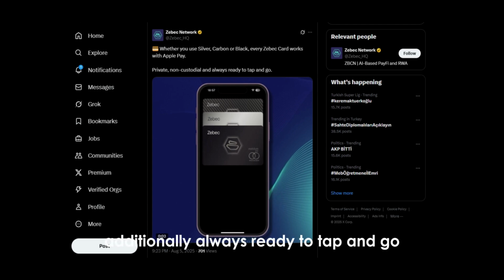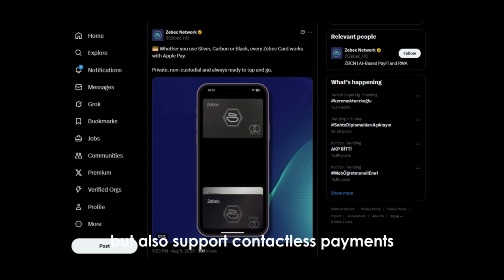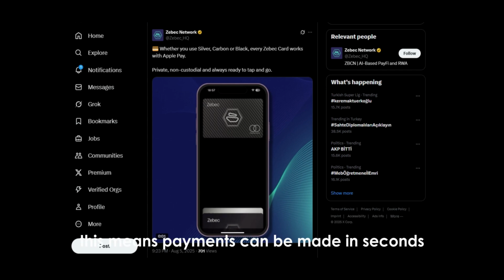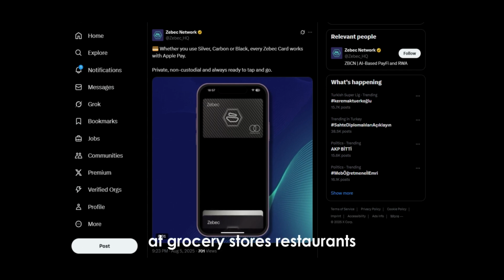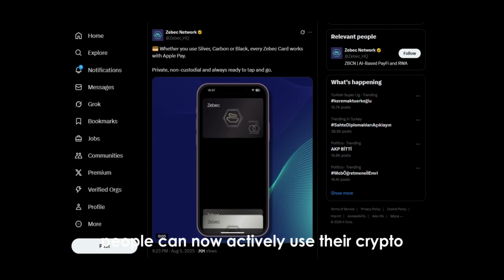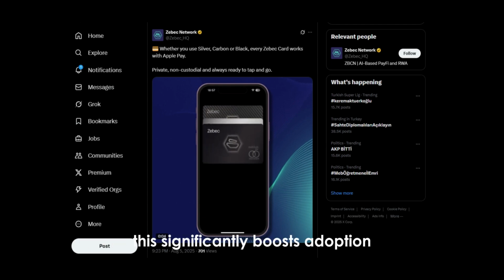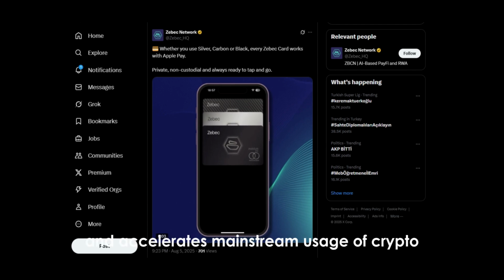Additionally, "always ready to tap and go" suggests that Zebec cards not only work with Apple Pay, but also support contactless payments via NFC technology. This means payments can be made in seconds at grocery stores, restaurants, public transit, or any retail location. This level of ease and practicality is critical for the full integration of crypto into daily life. Rather than just storing their assets in digital wallets, people can now actively use their crypto through solutions that bridge the digital and physical worlds. This significantly boosts adoption and accelerates mainstream usage of crypto.